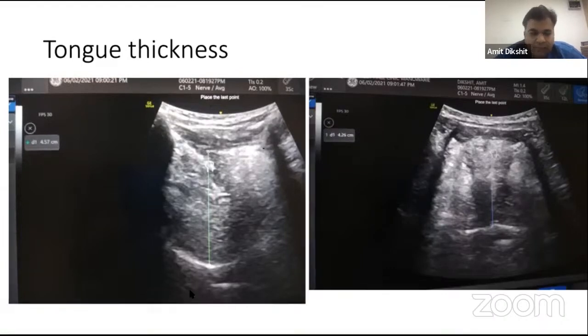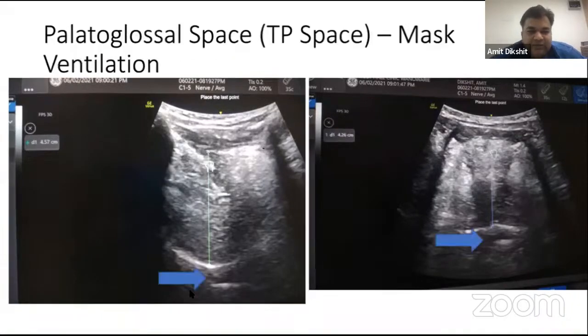Now you can see another parameter which has recently been discussed, and this is the TP space, the palatoglossal space. In this view, we see the palate, and between the tongue and palate there is a space. There is no such parameter as of now. When we are assessing the airway with a conventional method, we ask for the MPC score. We ask the person to put out the tongue.